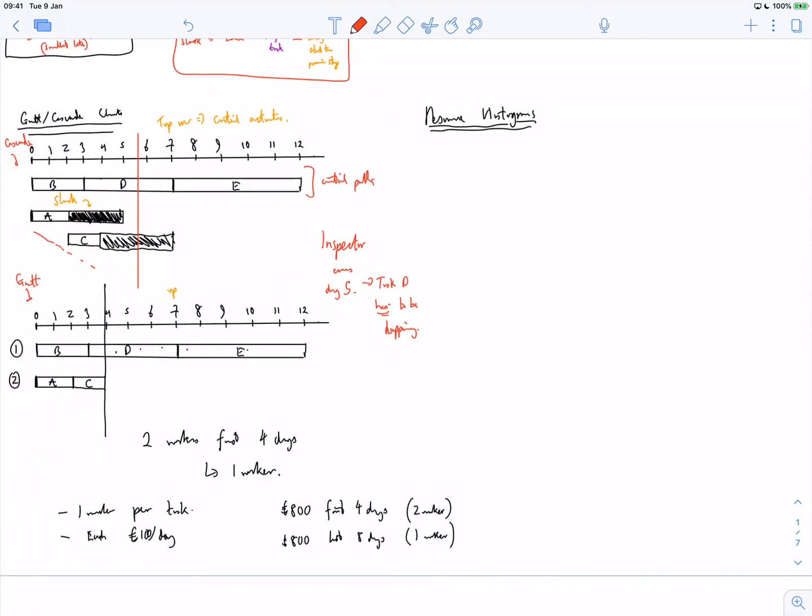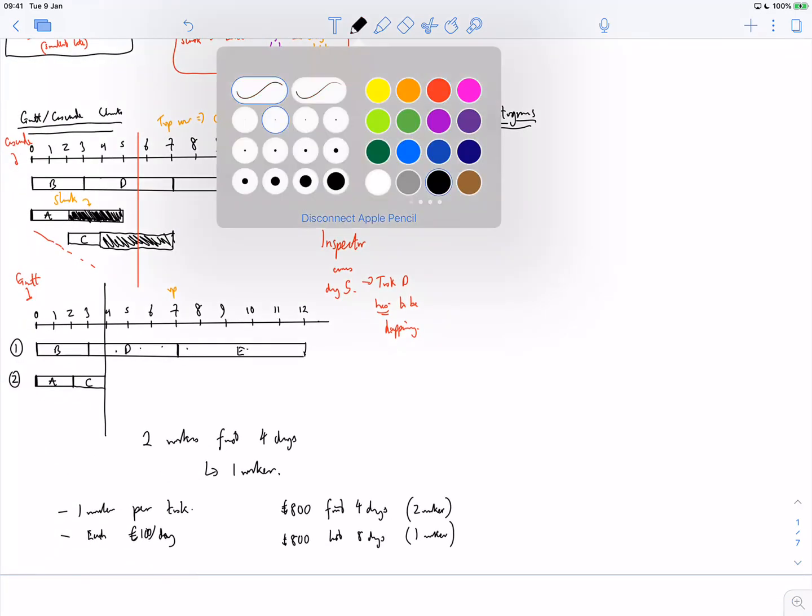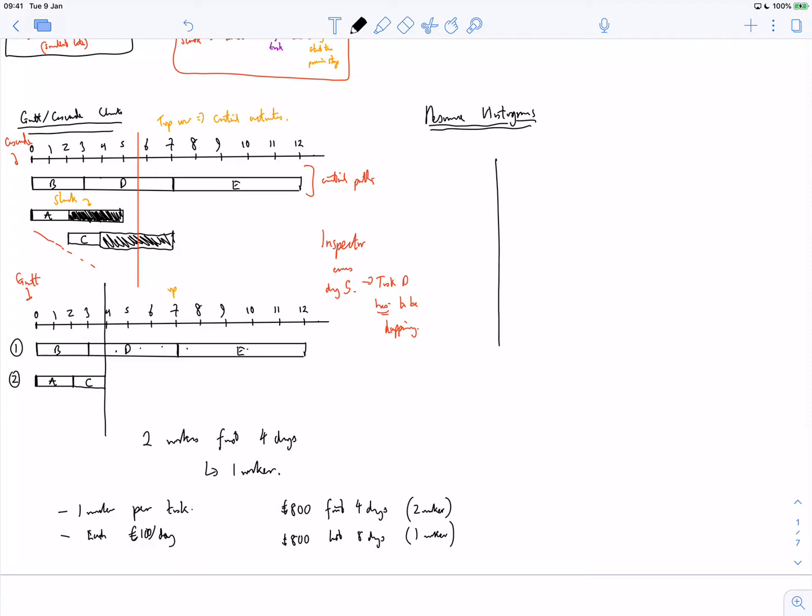Resource histograms, well, it's much of a muchness really. You generally do this when, let's suppose, for no reason, tasks B and D and E need 2 workers at all times, and let's say A and C only need 1 worker. So really the resource histogram is mainly for when each task needs a different amount of workers.